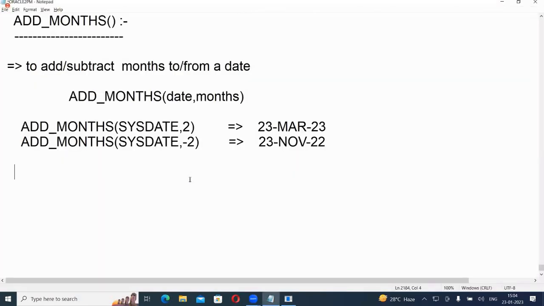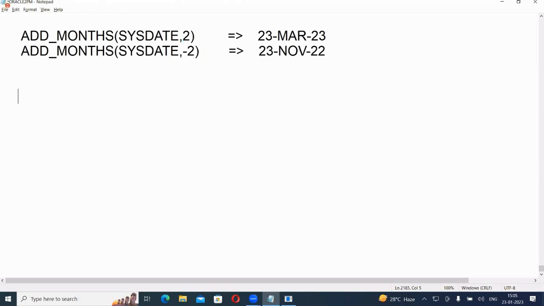Then there is no function called add years. There is no function for adding the years. Use the same function. I want to add 10 years to the system date. Then 10 into 12. Here you have to give months, so convert the years into months. How to convert the years into months? Multiply with 12. Like for example, what I want to show is display ename.